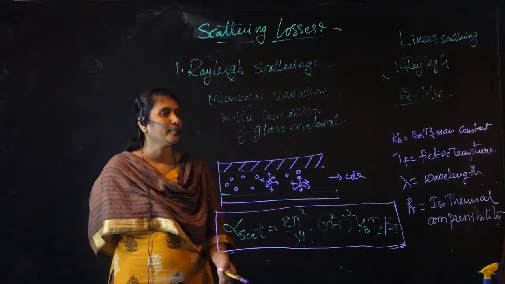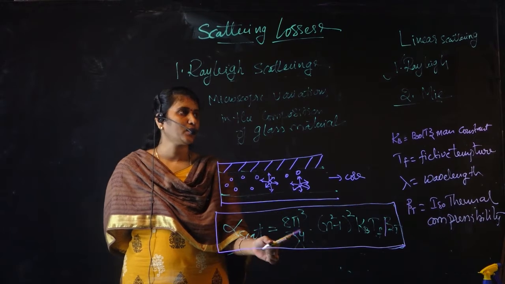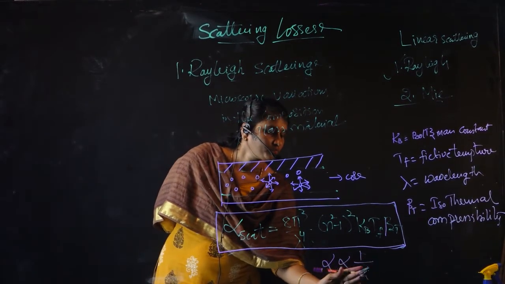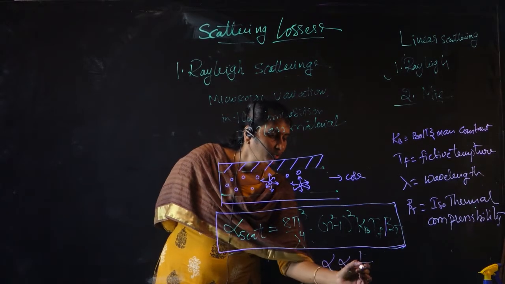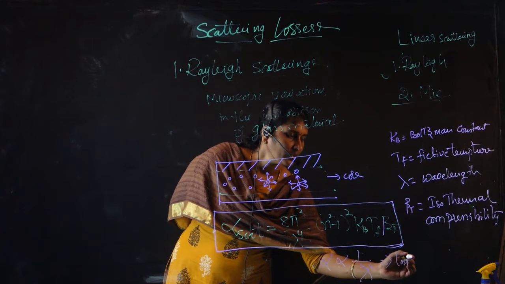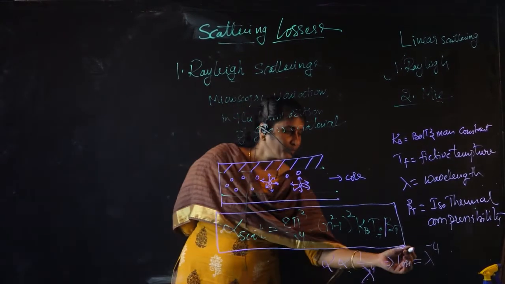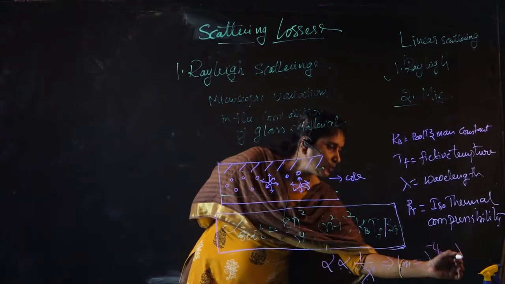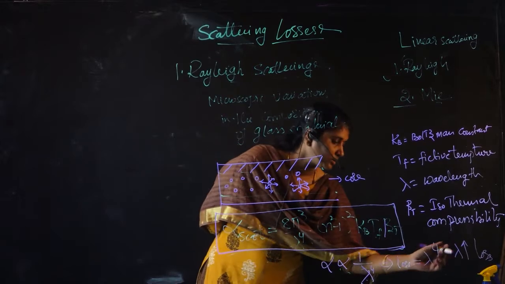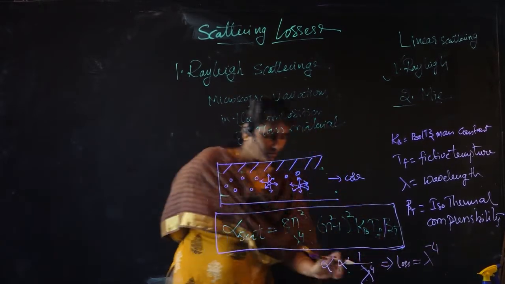Here one thing we have to observe: the amount of attenuation is inversely proportional to λ⁴. So α is inversely proportional to λ⁴. That implies that the amount of loss is a function of λ to the power of minus 4. So as the wavelength increases, the amount of loss decreases accordingly.